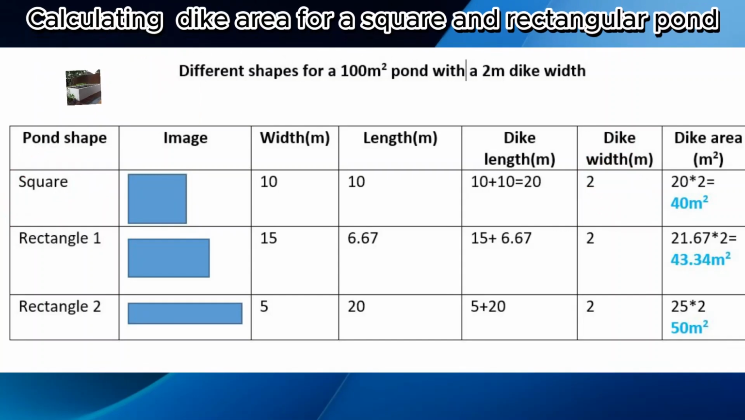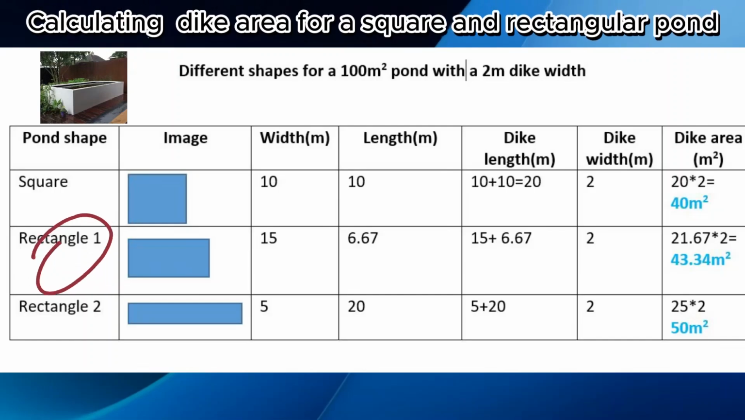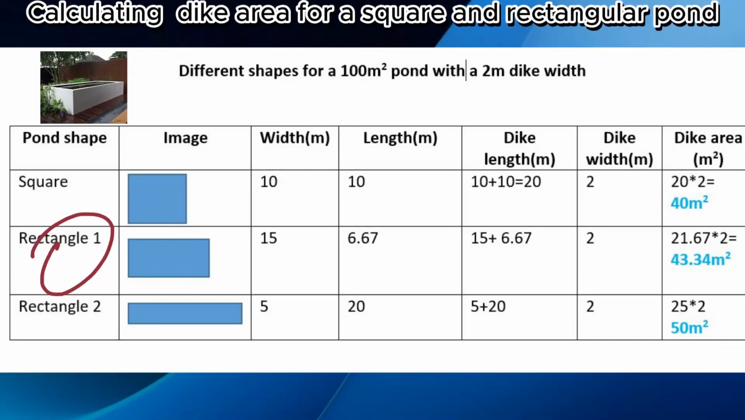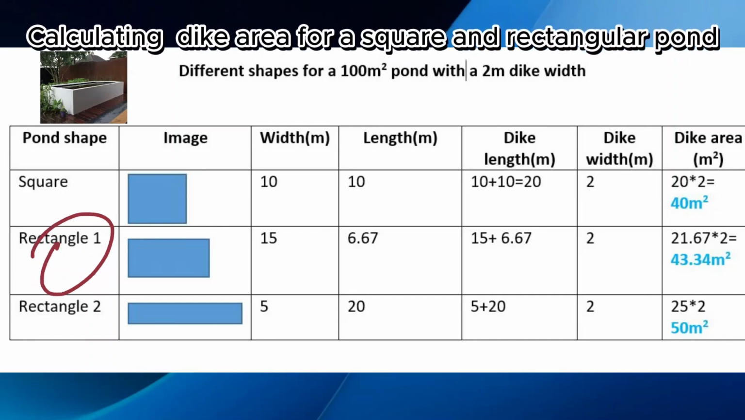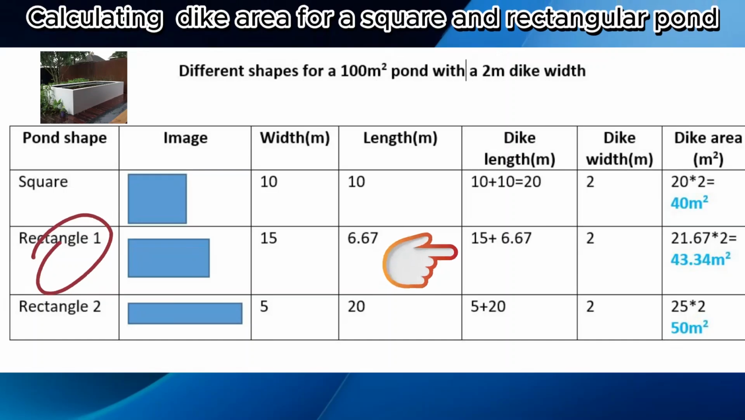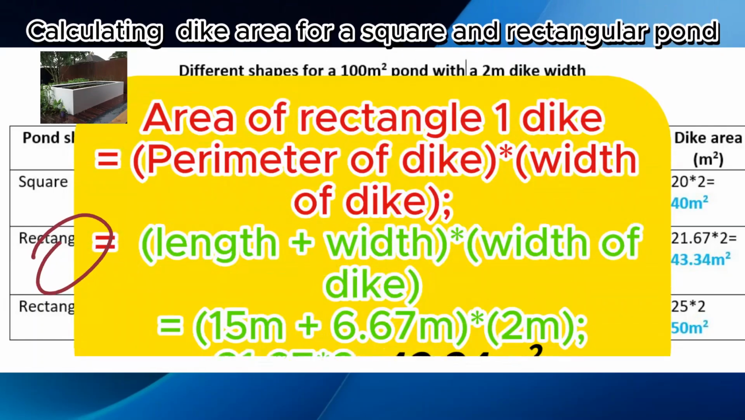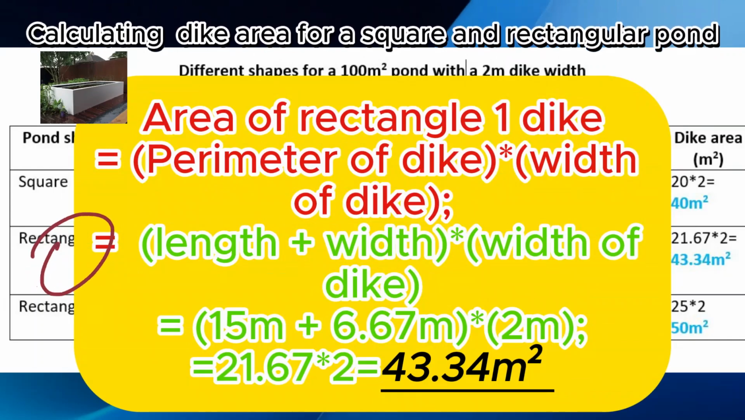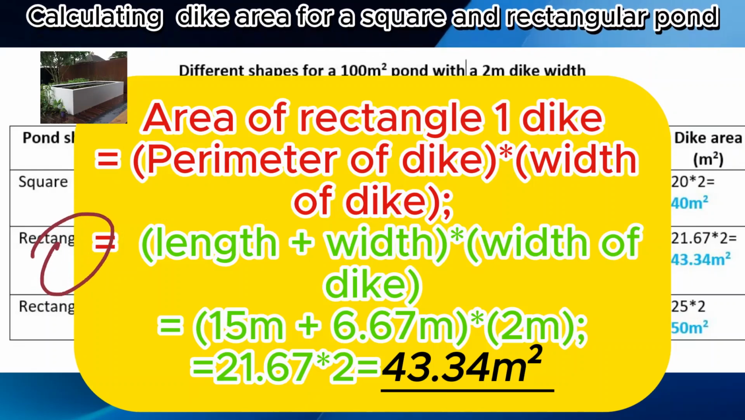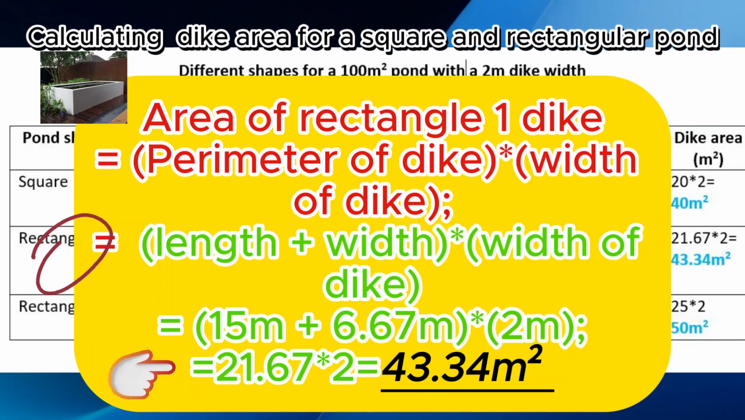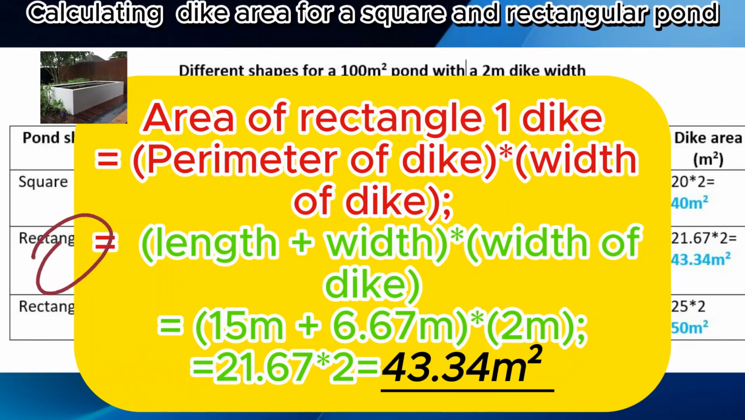For the dike area of a 100 square meters rectangular pond, that's rectangle 1, the area of the rectangle 1 dike will be the perimeter of the dike times the width of the dike, which implies length plus width times the width of the dike. This gives 15 meters plus 6.67 meters times 2 meters. Thus, the area of its dike equals 21.67 times 2, which is 43.34 square meters.